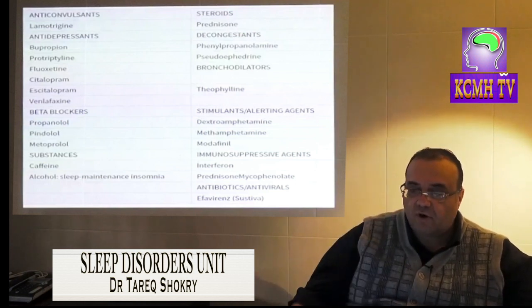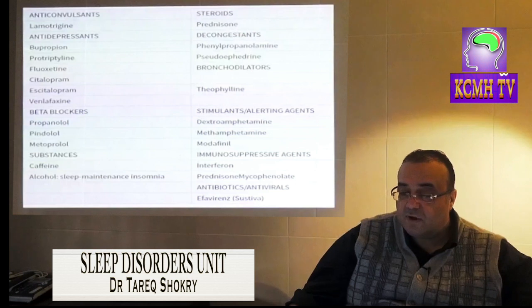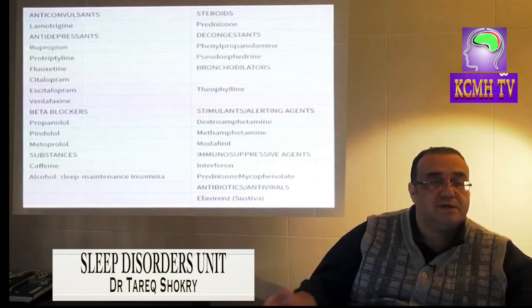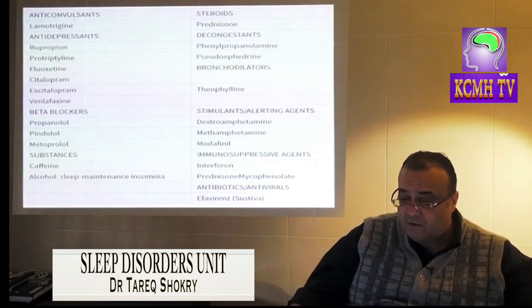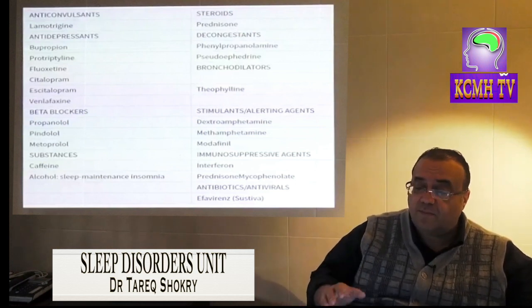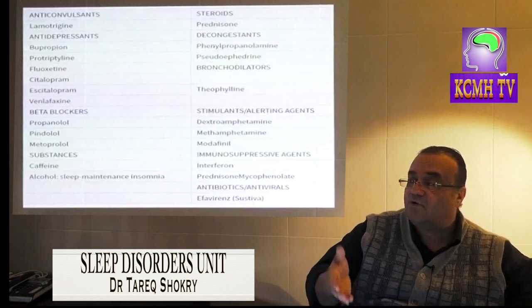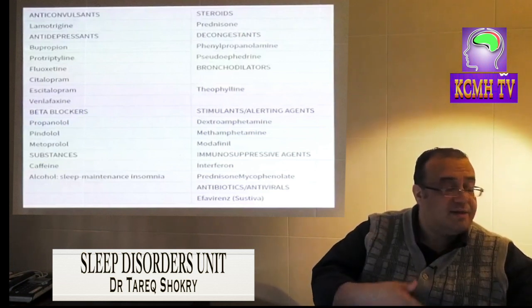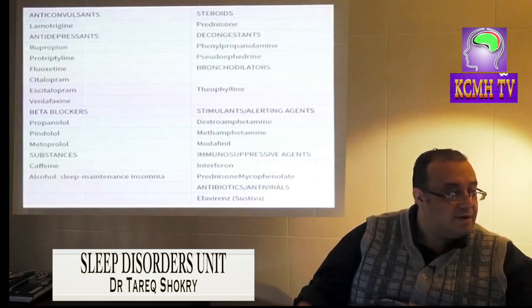Also, as we see, steroids, of course, decongestants, bronchodilators, stimulants like methamphetamine, modafinil. Of course, we use these medications for excessive daytime sleepiness. Interferon, immunosuppressive agents, some antibiotics and antivirals. The most important thing again is to remember that we have a lot of non-psychotropic medications that can induce insomnia, and you know that most of our patients, especially at old age, have comorbidity with other disorders.